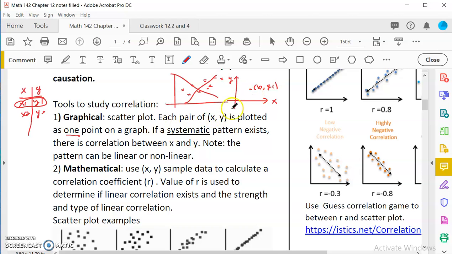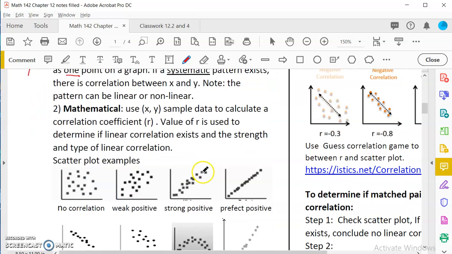After the points are graphed, we call this a scatter plot. Also, you do not join them as a line. Even if you see some systematic pattern, a scatter plot only shows points. If a systematic pattern exists, then we conclude there is correlation between x and y. This systematic pattern can be linear or nonlinear. You could have a parabola shape, or an exponential shape like below.